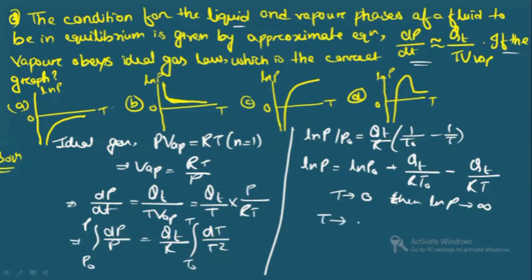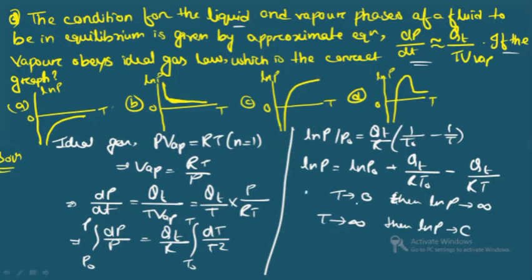Next you see when T is tending to infinity. If anything in the denominator you have infinity, then what will happen? It will be 0. In that case, you will have only this term, and this term is what? It is a constant term. That means then ln P will be what? It will be a constant.